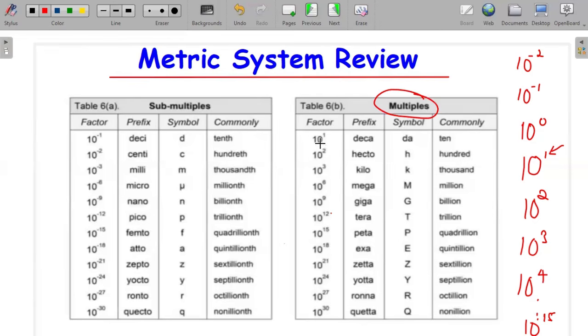Okay, so these multiples here have a symbol and a prefix. A prefix is a name that is going to be attached to that multiple of 10. And then the symbol will just be the symbol that represents the prefix. So whenever you see 10 to the power 1, it's equivalent to saying deca.